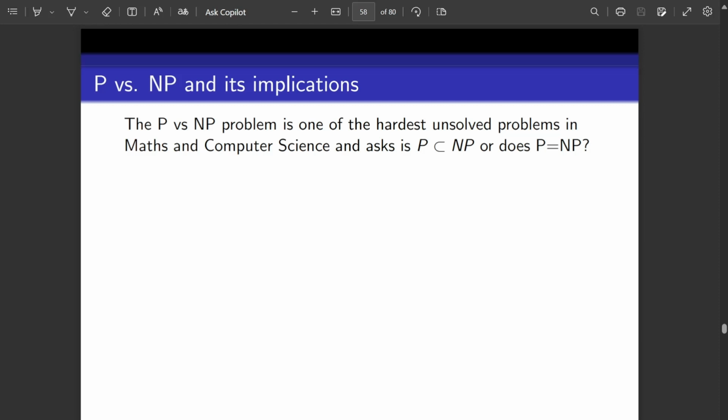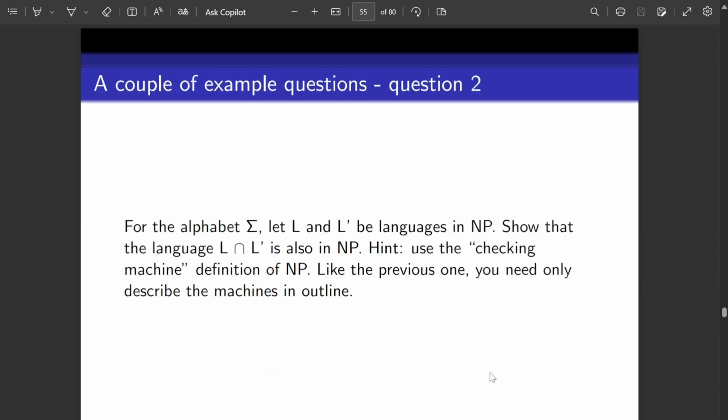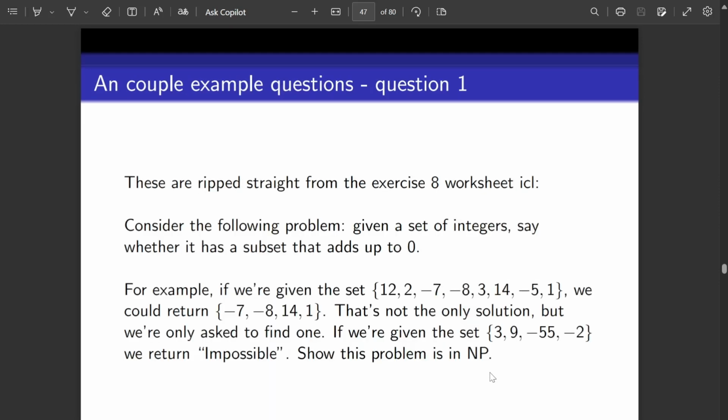Is a certificate just an example solution to the problem? No. Well, okay, so a candidate is an example solution to the problem, and a certificate is what the machine uses to verify that work. Okay, so if we have, for example, this question here. Yeah, I guess you'd be right. A certificate would be an example solution, because we used this to certify that this word is in our language.